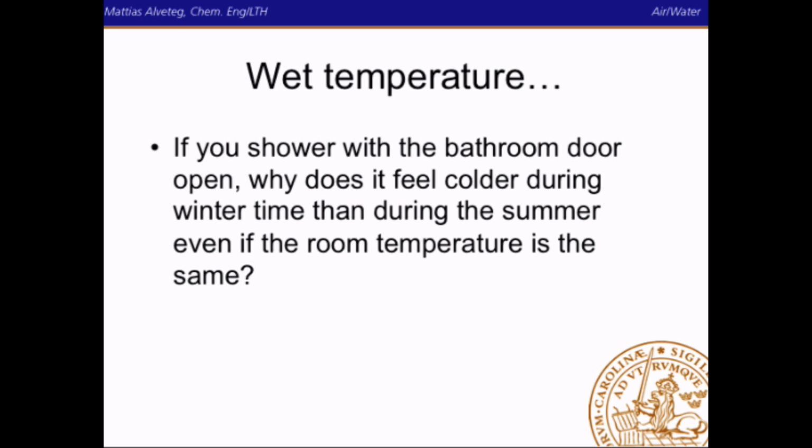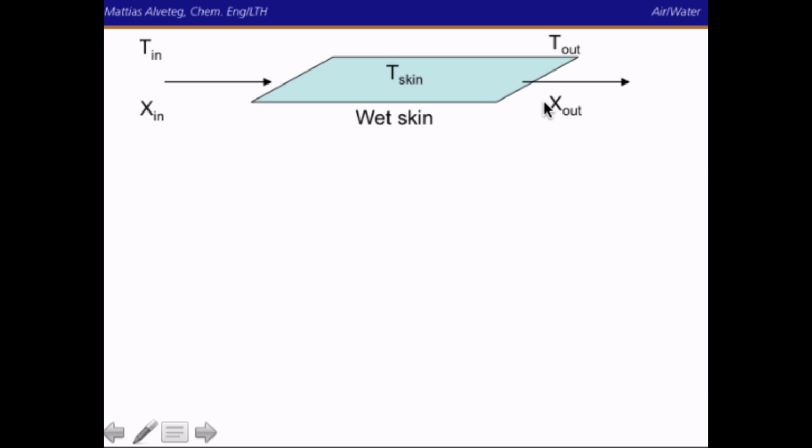Okay, time now for wet temperature. I don't know if you've thought about this, but if you take a shower during the winter time and have an open bathroom door, it's easier to freeze than if you do that during summertime. And why is that? Well, when you shower, you get water on your skin, and some of that water will evaporate. So you have air blowing past your skin here, and you have water on there, and there is a certain temperature of that air and a certain water content, and as it passes, its temperature changes and its water content might also change.